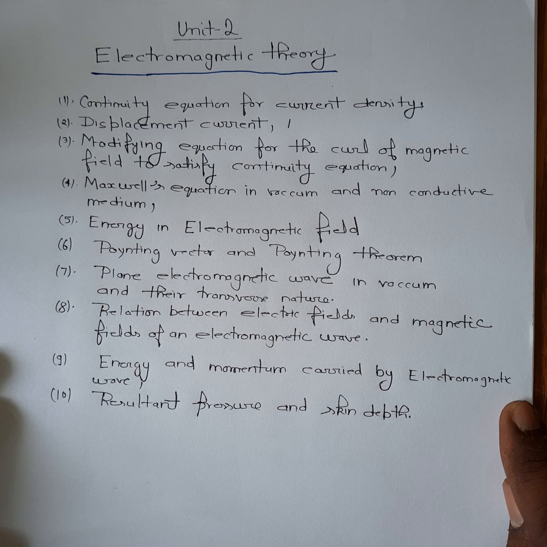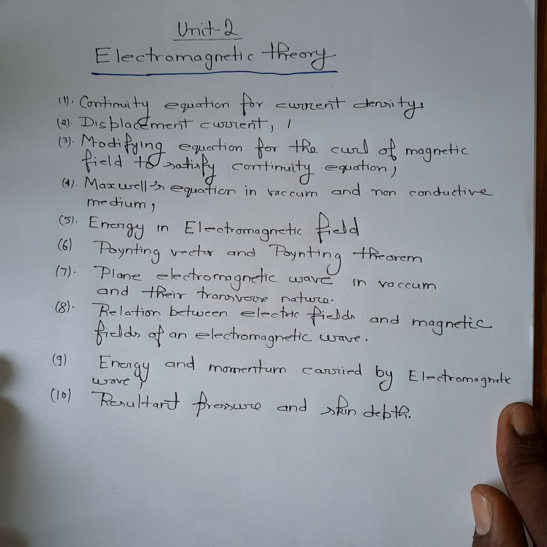Today we are going to start electromagnetic theory. So in this unit we have to study about continuity equation for current density, then displacement current, modifying equation for the curl of magnetic field to satisfy continuity equation, and we have to also study the Maxwell equations both in vacuum and non-conducting medium. We will also discuss energy of an electromagnetic field, then Poynting vector and Poynting theorem.